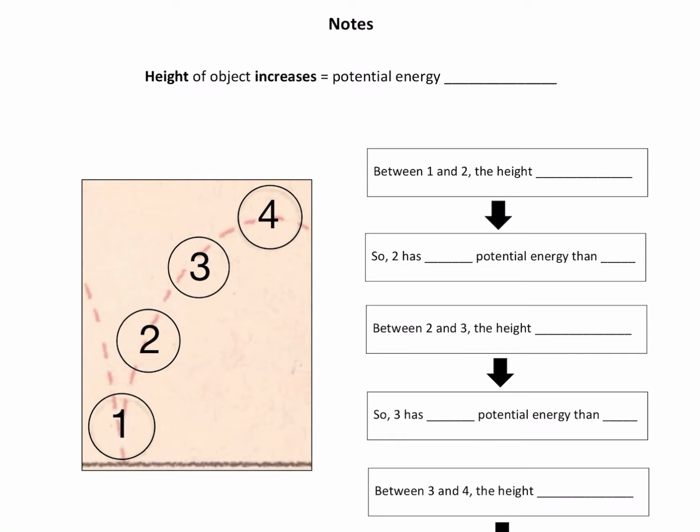We're going to start with potential energy, and when the height of an object increases, the potential energy also increases, or they both get bigger. Now we're going to look at the picture here. We're going to start at 1. So between 1 to 2, the height is increasing because 2 is higher up than 1. That means that 2 has more potential energy than 1.